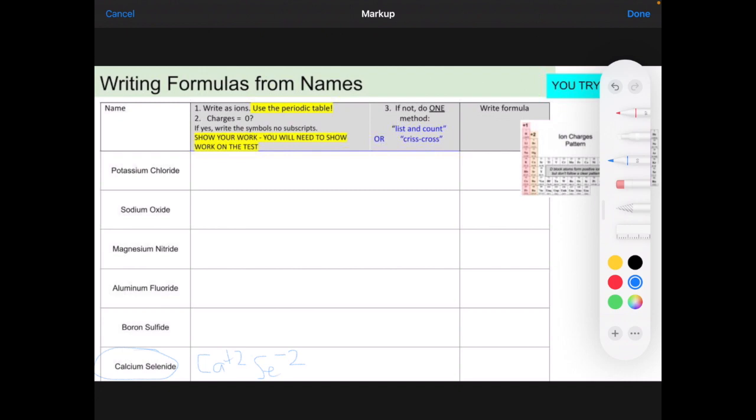And so I know I only need one of each. If you want to count them, you can. There's one of each, one Ca, one Se. So that's an easy one. Just remember, it's not Ca2Se2, because if you crisscross them, you'll get that, but that won't give you the lowest terms. So the first step is always to see if they add up to 0, because if they do, then you know it's just a 1-to-1 ratio.